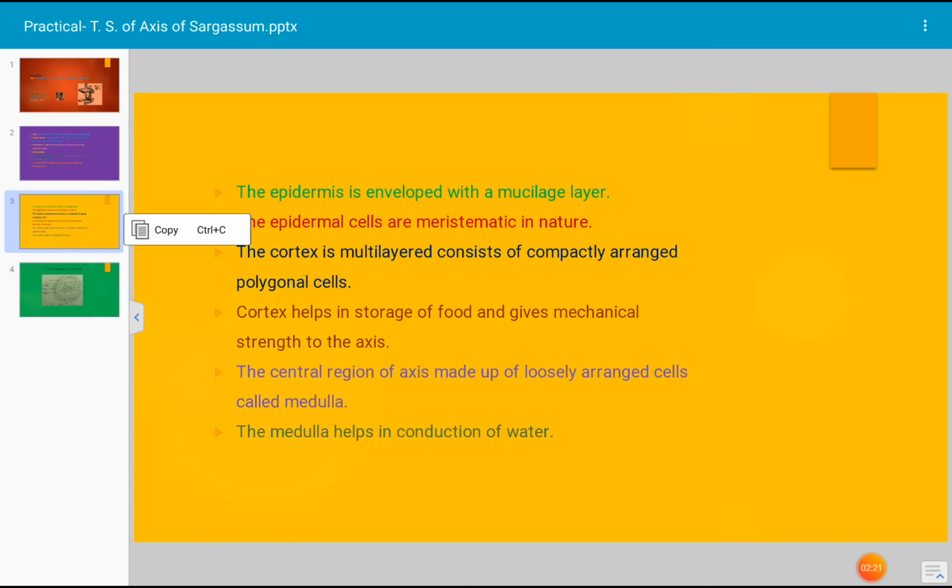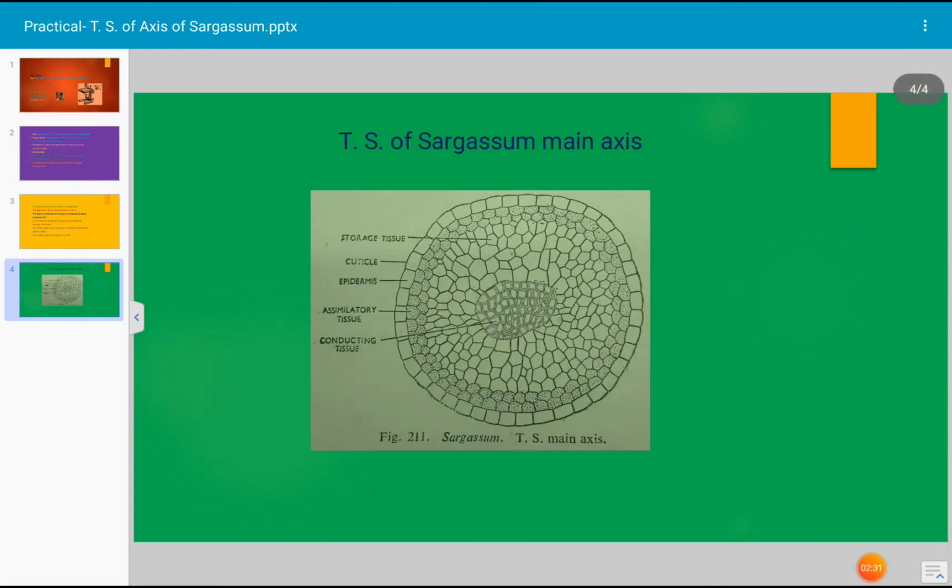These are the details of the internal structure of transverse section of axis of Sargassum. This is the photograph of transverse section of the main axis of the Sargassum. And the epidermal layer is shown here, and below that cortex is there. At the center, conducting tissue is shown in the photograph.